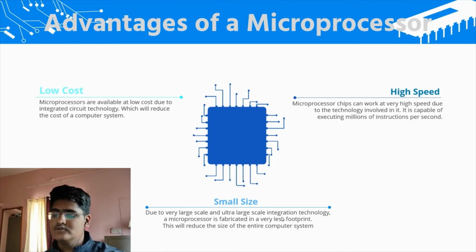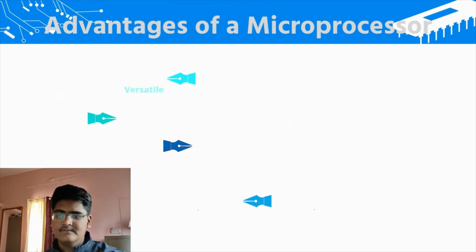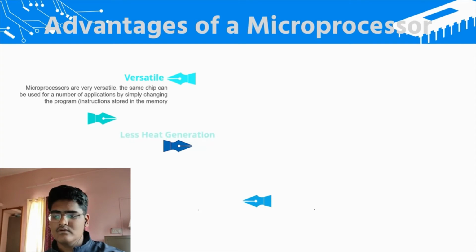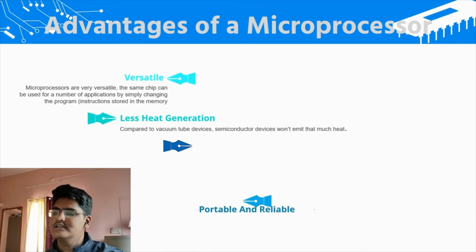Small size. Due to very large and ultra large scale integration technology, a microprocessor is fabricated in a very small footprint. This reduces the size of the entire computer system. Advantages: versatility. Microprocessors are very versatile. The same chip can be used for a number of applications by simply changing the program. Less heat generation. Compared to vacuum tube devices, semiconductors don't emit that much heat.